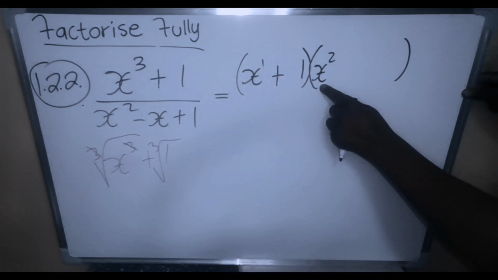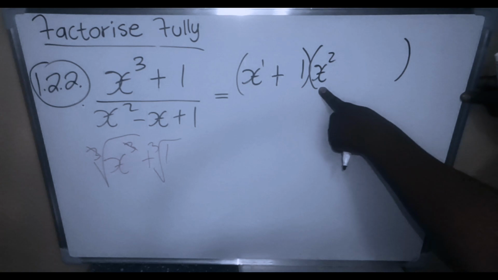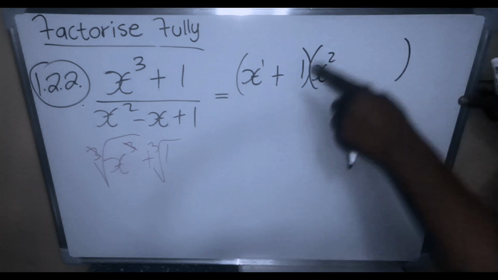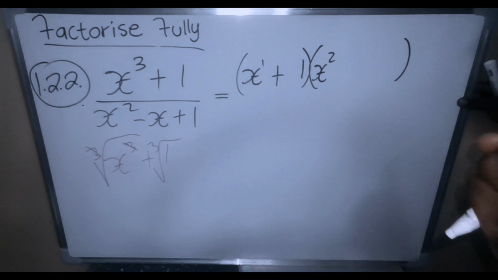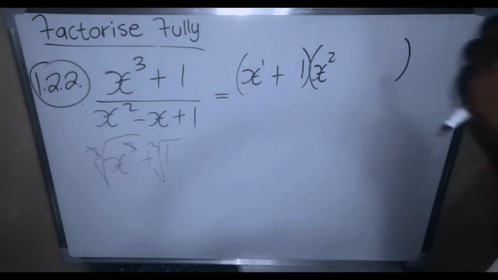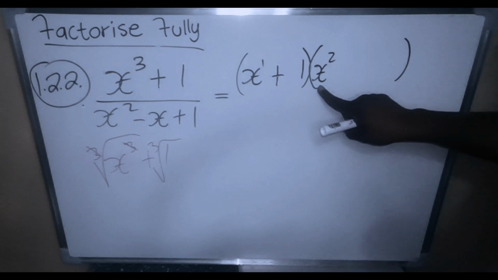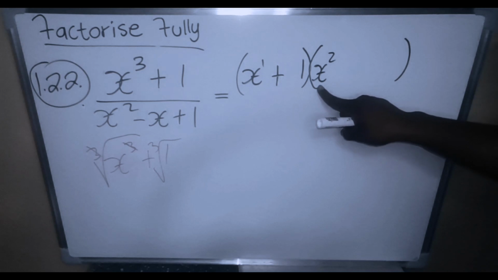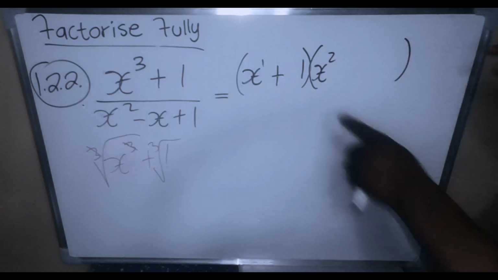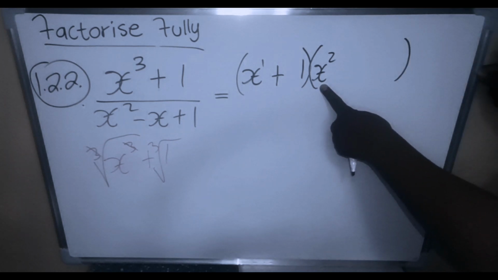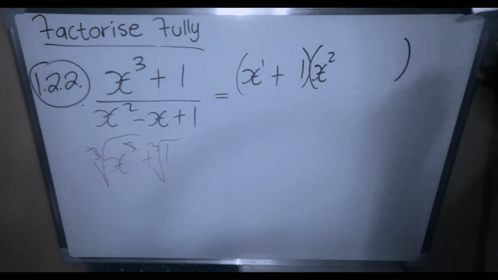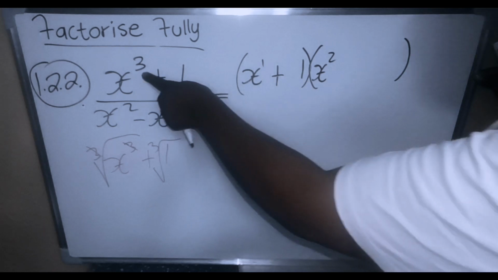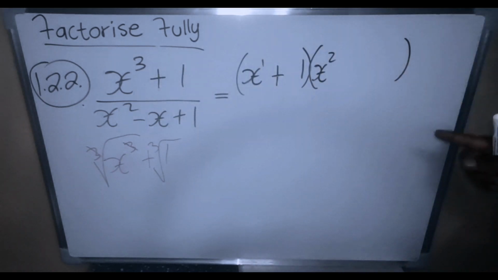Which means that this place is reserved for a term that will multiply with this one to give you x cubed. That's the basic logic behind that one.